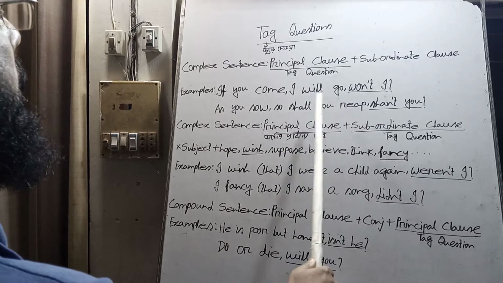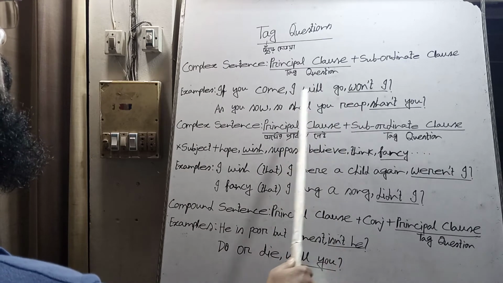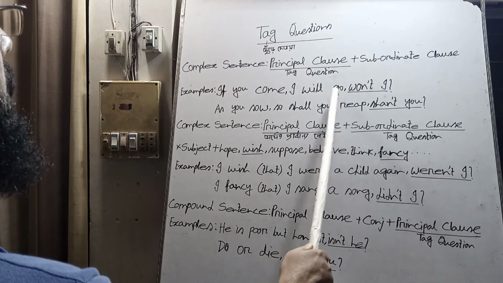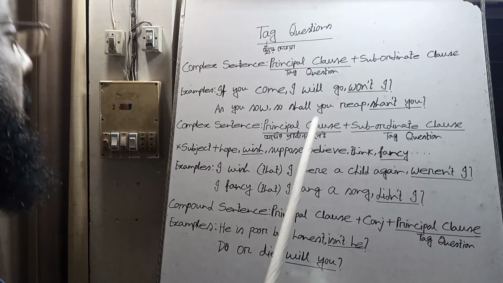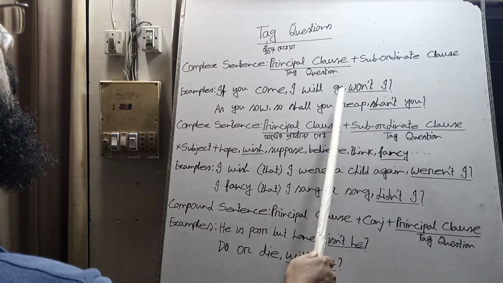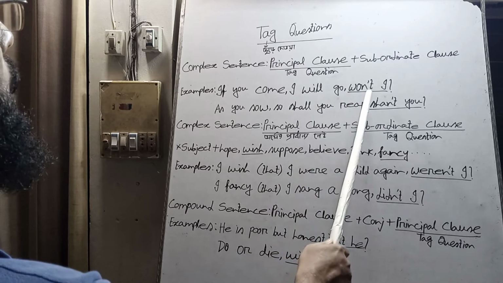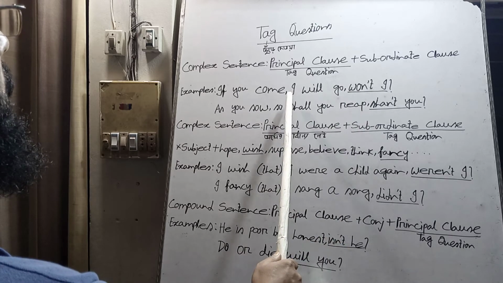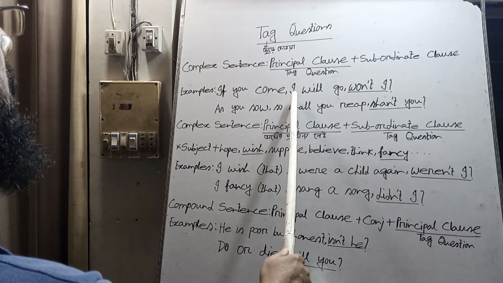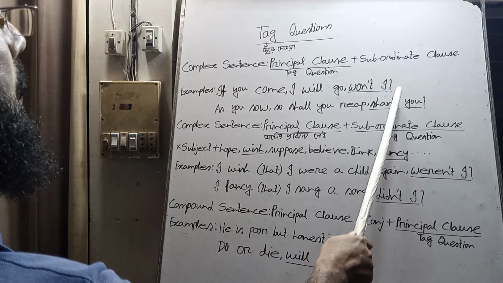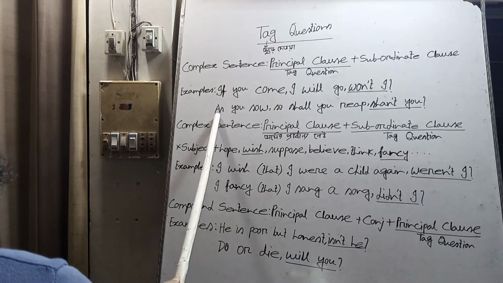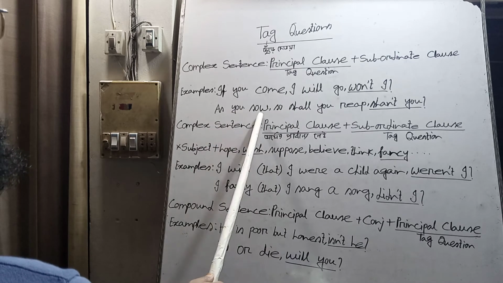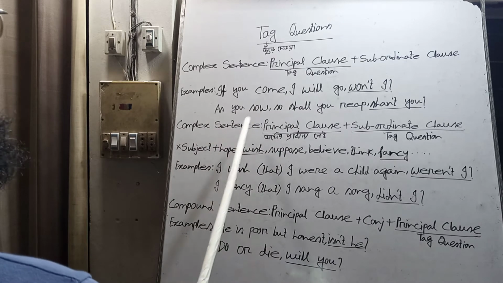So we take will. The principal clause "I will go" is affirmative, so the tag question will be negative. Will plus not is equal to won't. We make a contraction, and we take the subject, the pronoun I. At last we use a note of interrogation.